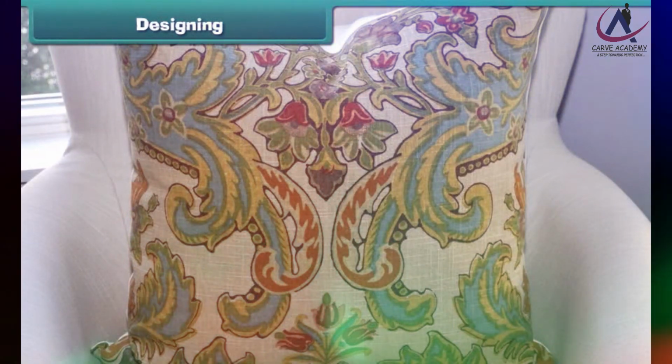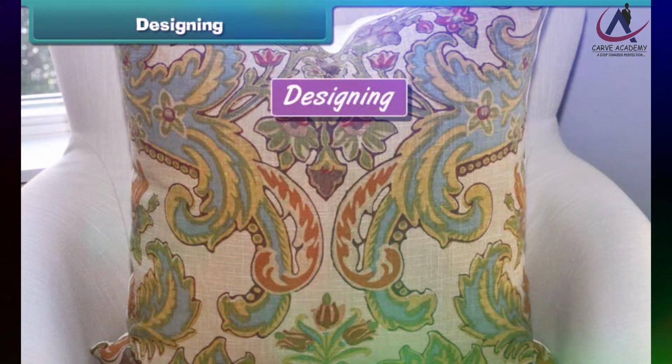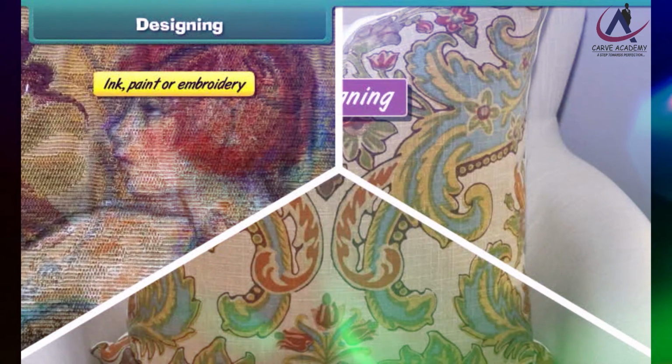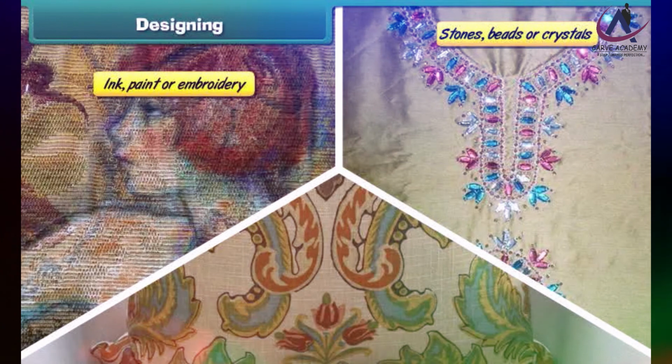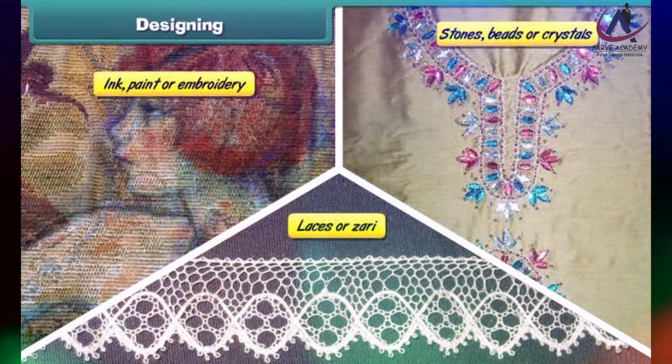Designing. The beauty of a fabric can be enhanced by making patterns on it through the process of designing. Fabrics can be designed with the help of ink, paint or embroidery, stones, beads or crystals, laces or zari.